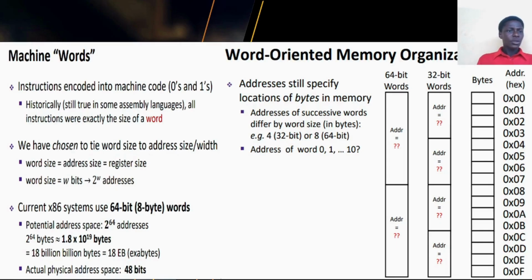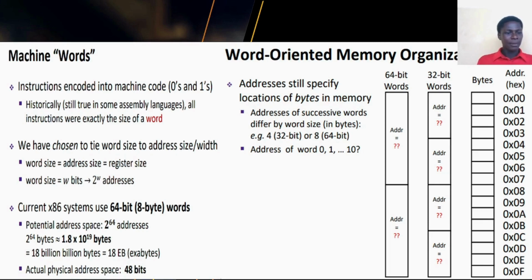Let's move on. So let's look at machine words. Instructions are encoded into machine code, that is zeros and ones, as we saw earlier, as open and closed. Historically, and still true in some assembly languages, all instructions were exactly the size of a word. We have chosen to tie word size to address size. So a word size is equal to what? Address size, and that is the register size. And then the address space is 2 to the power W. I think we have covered this in mathematics, you can reference it later.